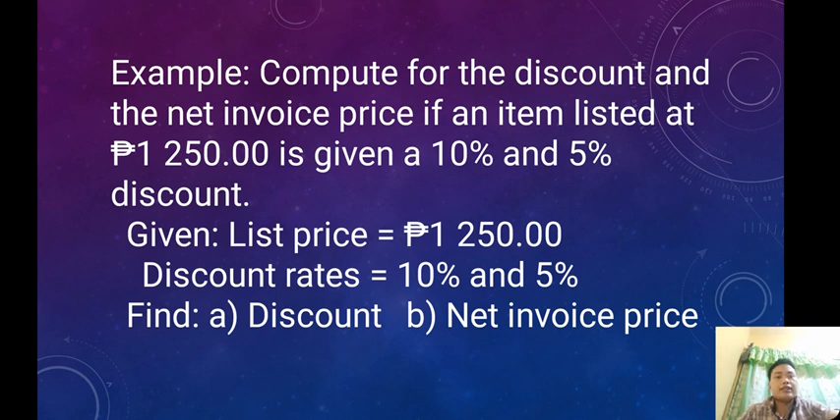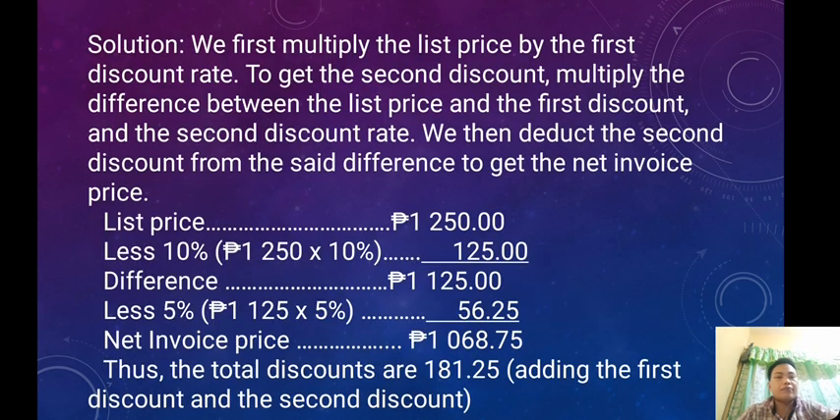It's just like the example that we studied. First, find the discount and the net invoice price. Solution: we first multiply the list price by the first discount rate. To get the second discount, multiply the difference between the list price and the first discount by the second discount rate. We then deduct the second discount from the said difference to get the net invoice price.